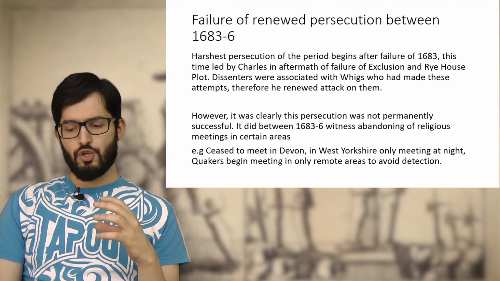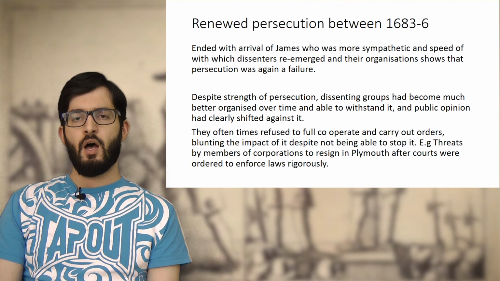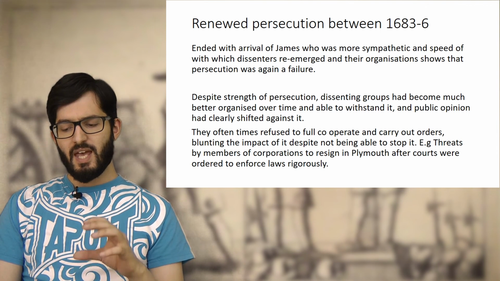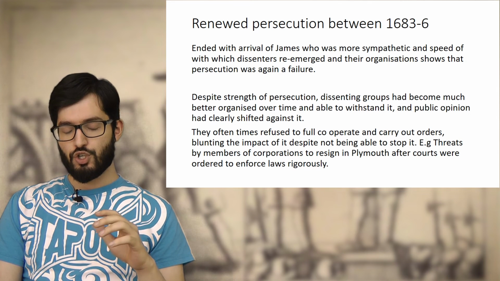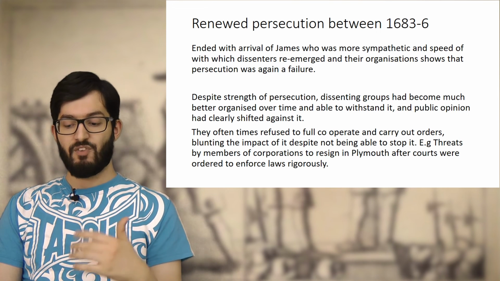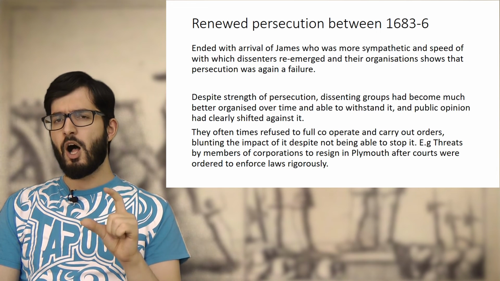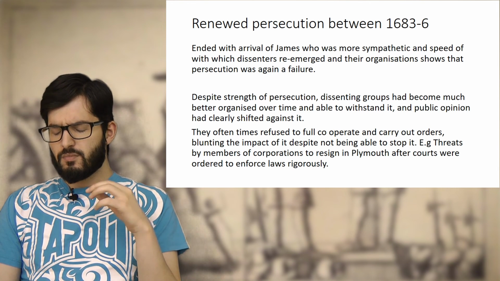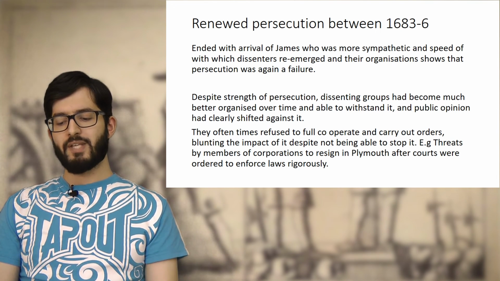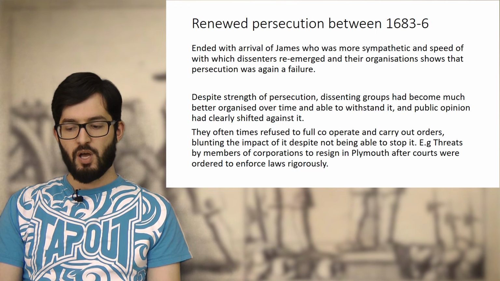But essentially, the persecution ends with the arrival on the throne of James II, who is much more sympathetic to non-conformists, as a Catholic himself. And with the ending of persecution, the speed with which dissenting groups re-emerge in their worship and their organizations shows that, again, even that persecution under Charles was actually a failure. It speaks to the point that despite the strength of persecution, dissenting groups had become much better organized over time and were subsequently able to withstand that persecution.